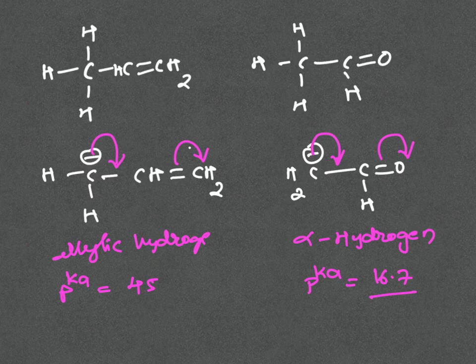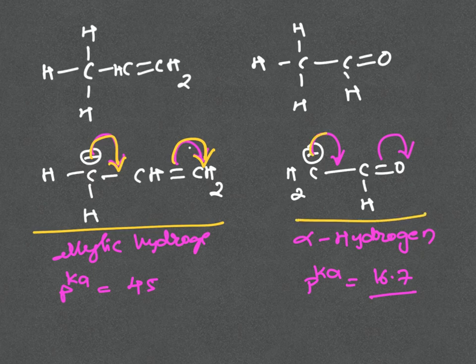Here the rationale is, in the allylic system, the negative charge is delocalizing to a carbon atom. The negative charge is basically migrating from one carbon to another carbon. But in the alpha hydrogen case, the negative charge is migrating from carbon to the oxygen atom. Oxygen is a more electronegative atom, and it can comfortably hold the negative charge. As a result, the potential energy decreases and stability increases. Because of this, the alpha hydrogen shows a much lower pKa value compared with the allylic hydrogen.